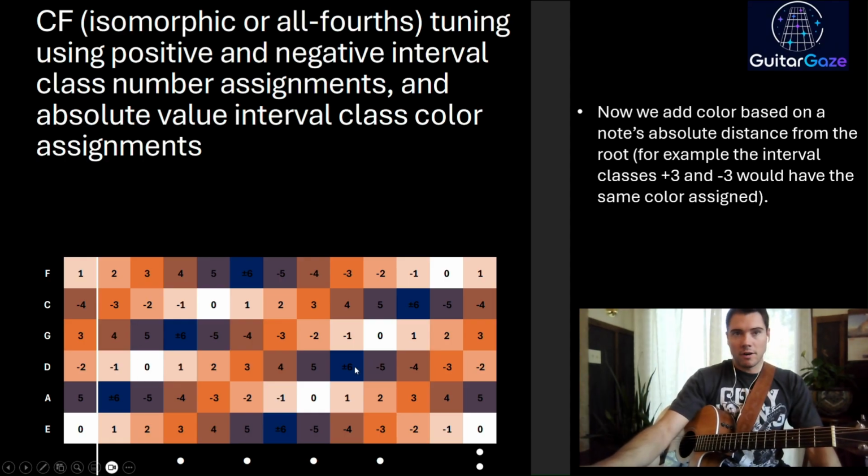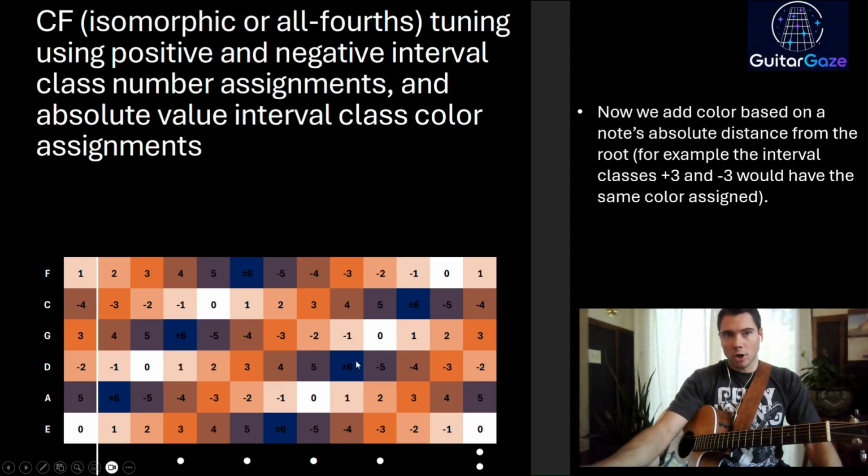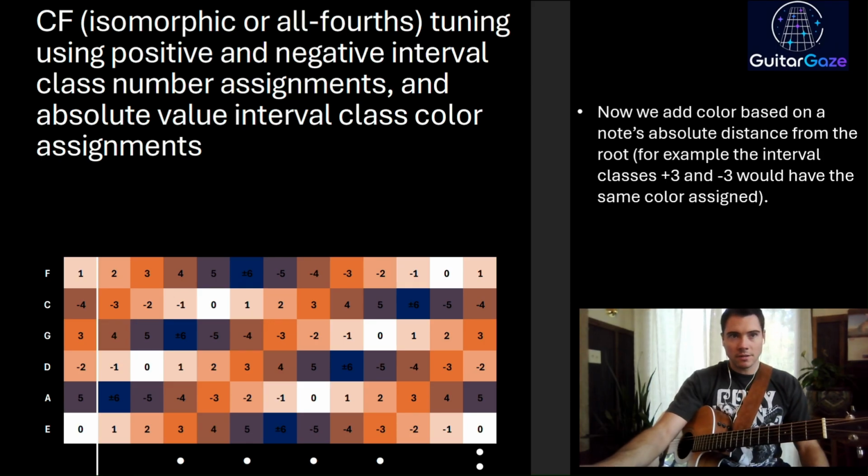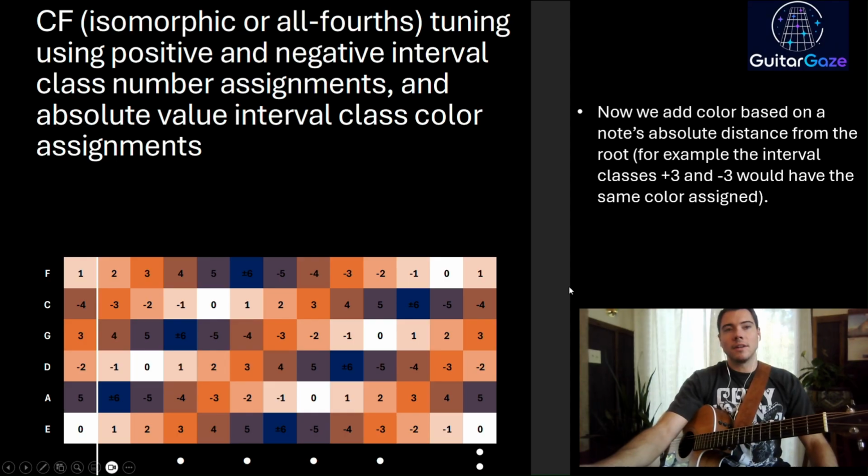The further you are from the root note, the more dark blue you are, and the closer you are to the root note, the closer you are to white. And then in between it transitions into orange. So that's the color assignment. Orange and blue are high contrast colors, so this makes it easy to differentiate from note to note. And with using the absolute value of the interval class as the color coding system, it also makes it easy to see where you have equivalent distances in terms of absolute value of interval.